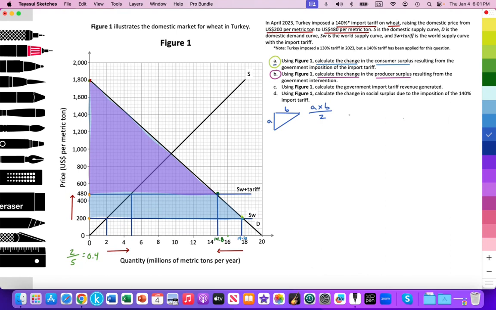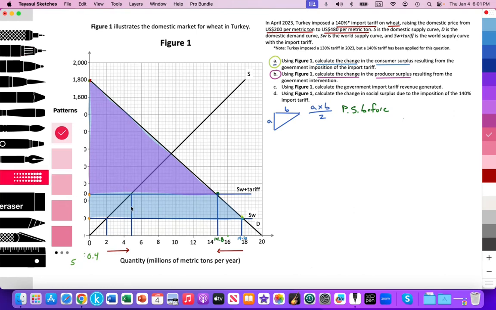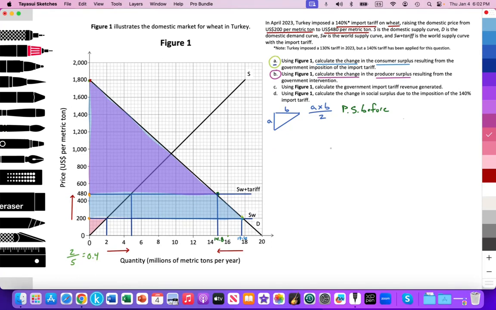Okay, so let's go ahead and begin figuring this out. Let's look at producer surplus before the imposition of the tariff. Before the tariff was applied, we would follow the supply curve. Let's go ahead and highlight this area. We would follow the supply curve up to the price, in this case of $200. And this is going to show us a small triangular area here, which is the producer surplus. All right. So what is the value of that surface area?